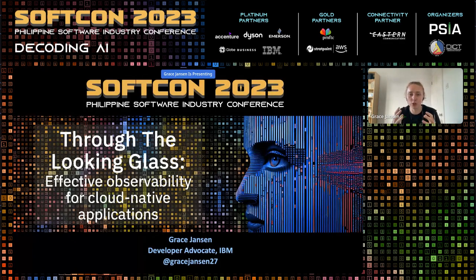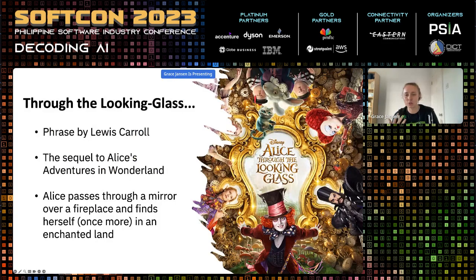So, through the looking glass, how do we achieve effective observability for our cloud native applications? Where does this phrase come from? Why have I used this phrase for the title of this presentation, through the looking glass? This phrase was coined by Lewis Carroll way back when he created the books Alice in Wonderland.